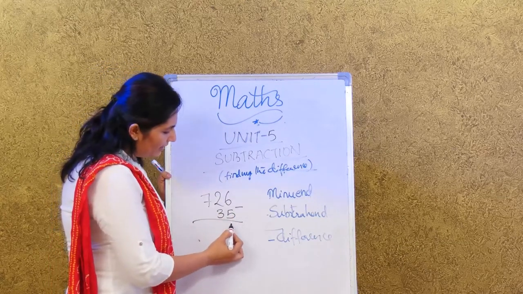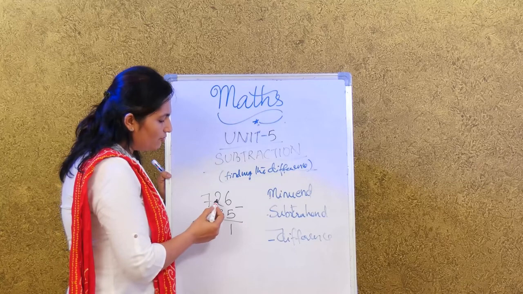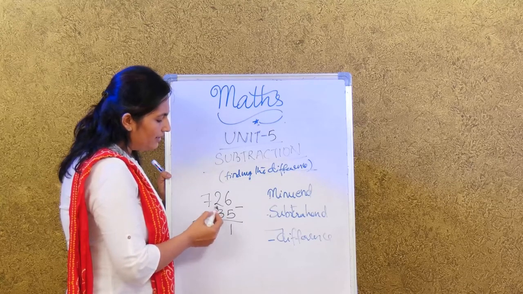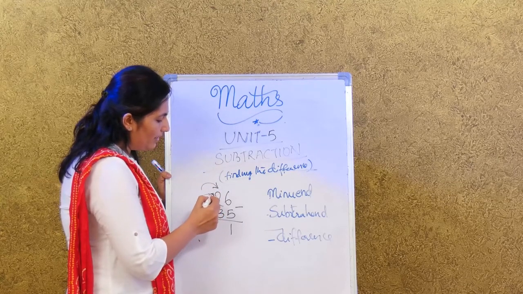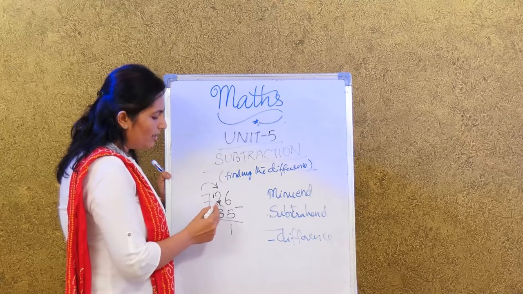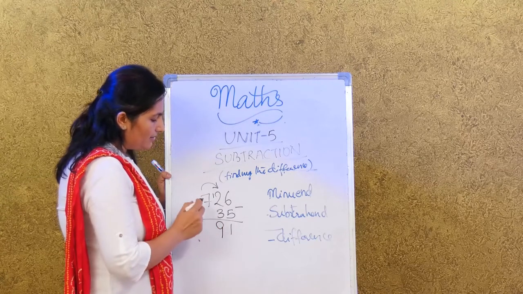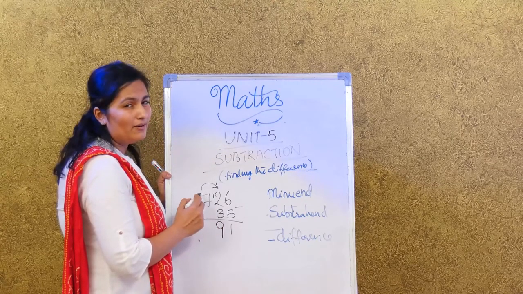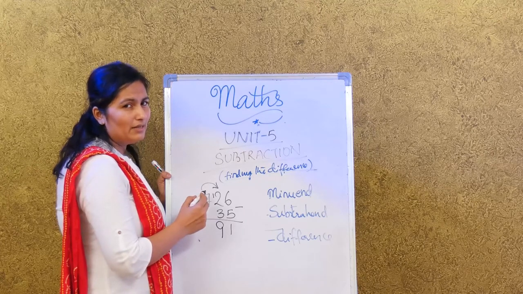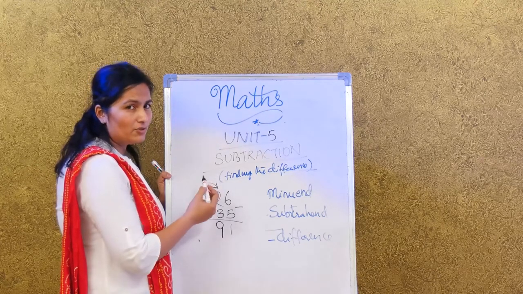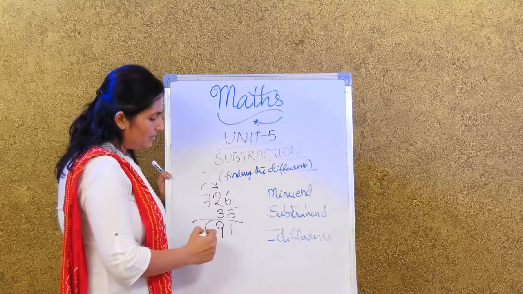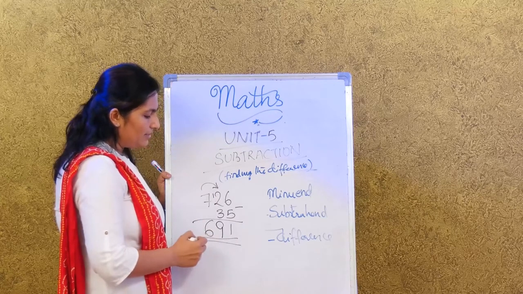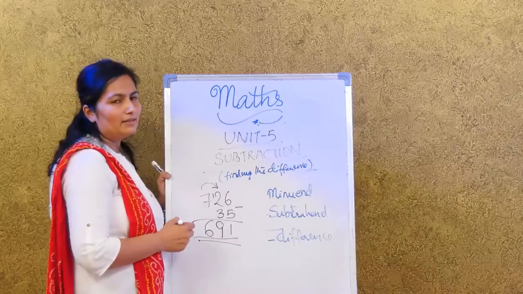So, 6 minus 5 is 1. 2 is smaller than 3. So, we have to borrow 1. So, this becomes 12. 12 minus 3 is 9. We have already taken 1 from here. So, 7 becomes 6. We have already borrowed. So, it is 6 minus nothing, so 6. 691 would be the correct answer.